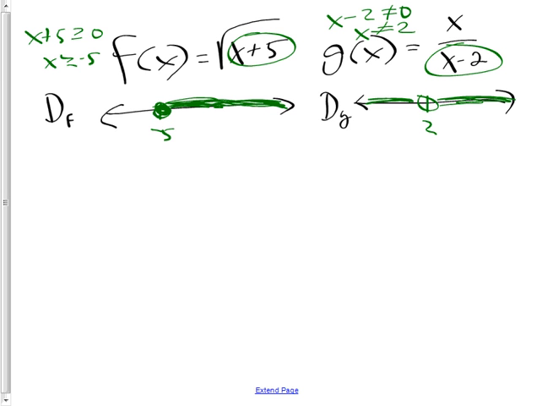Now, what you're going to be tasked with is, in a typical problem, find f plus g of x. Okay, go ahead and do that one. F plus g of x.